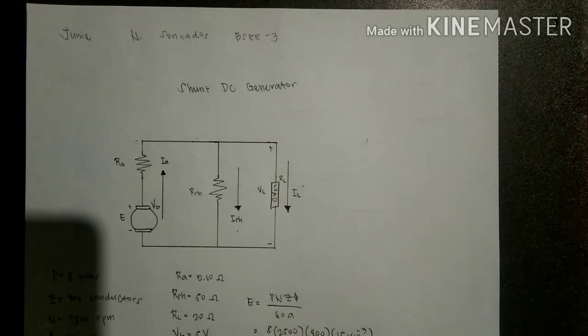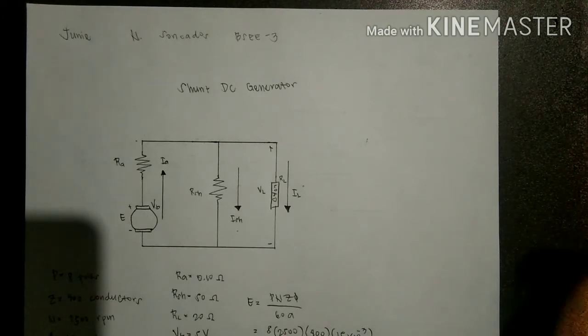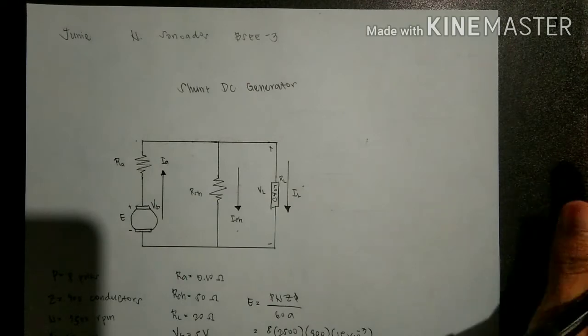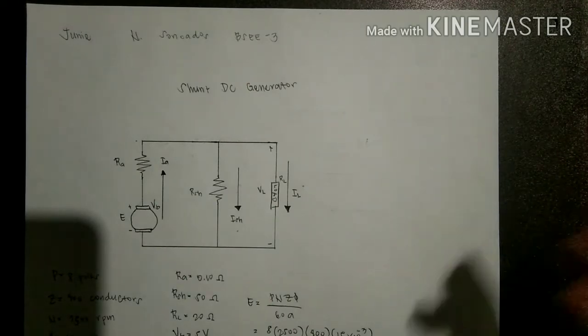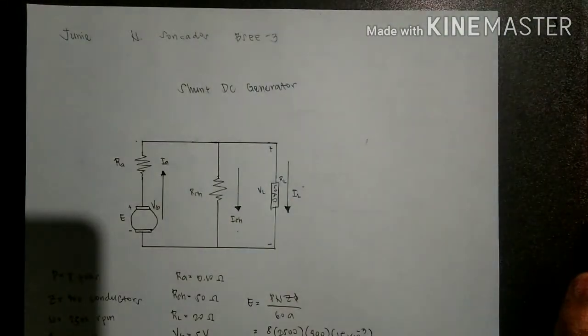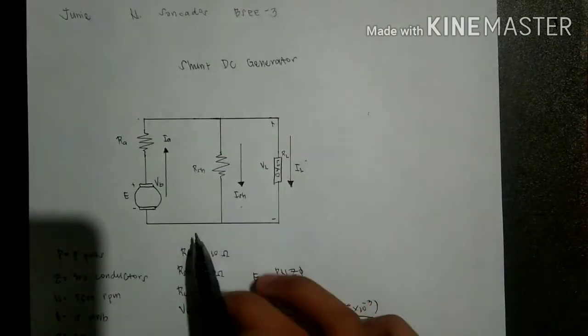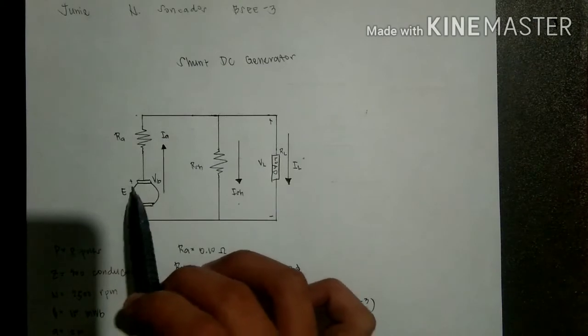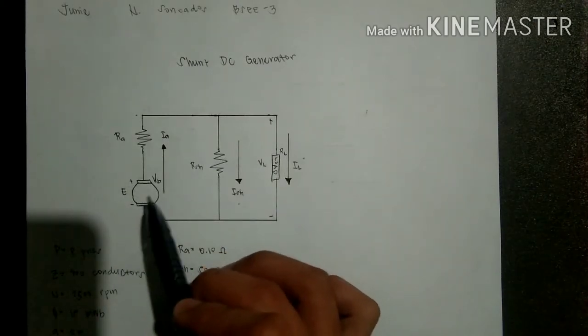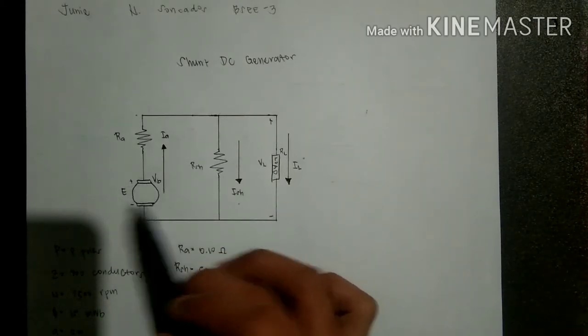So today, I am going to present to you my own design of a shunt DC generator. At first, this is the diagram. As you can see, this is the armature, where the EMF is generated.